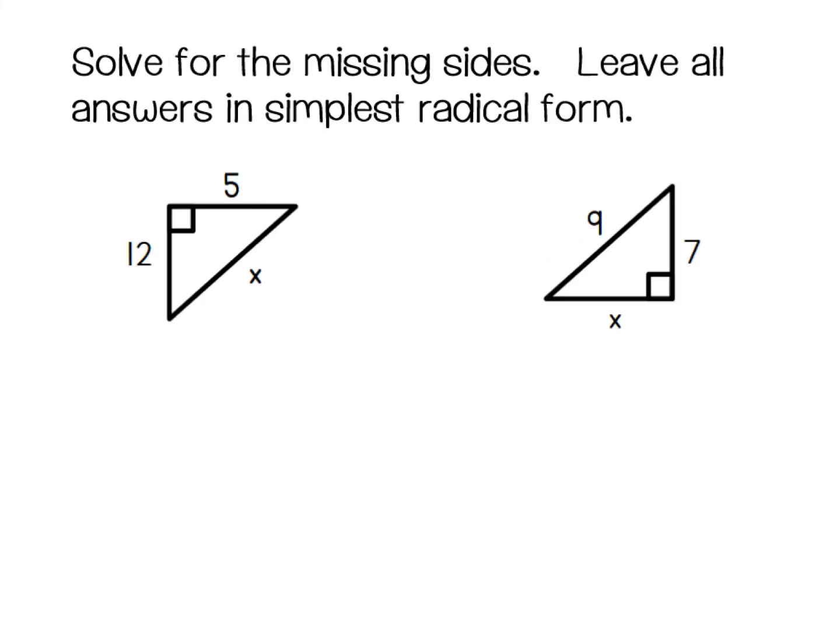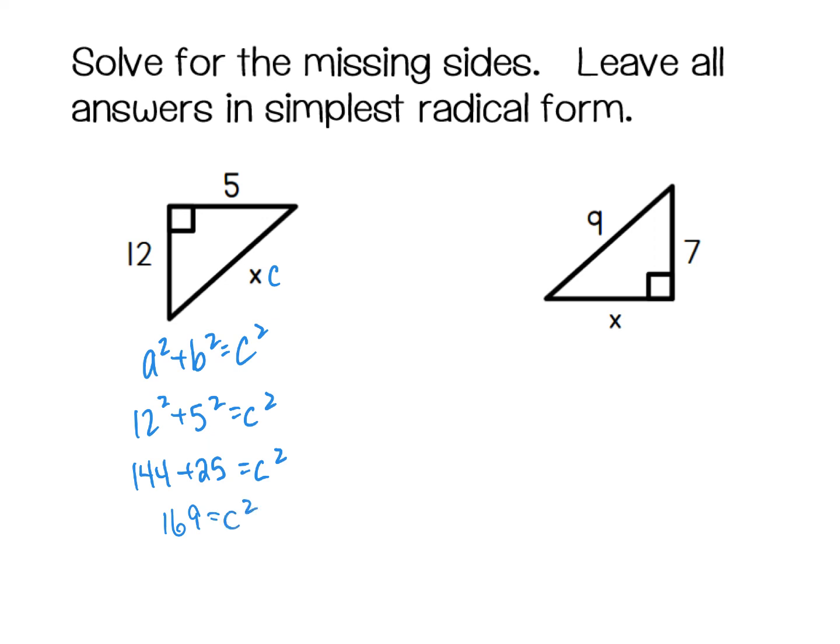All right, so we are going to now use Pythagorean Theorem with our right triangles, and I want to leave our answer in simplest radical form. We know that a squared plus b squared equals c squared is our Pythagorean Theorem. In our case here, the x is my c, that's my hypotenuse. So I have 12 squared plus 5 squared equals c squared. That's 144 plus 25 equals c squared. I add that together, I have 169 equals c squared, and I want to find the square root of 169.